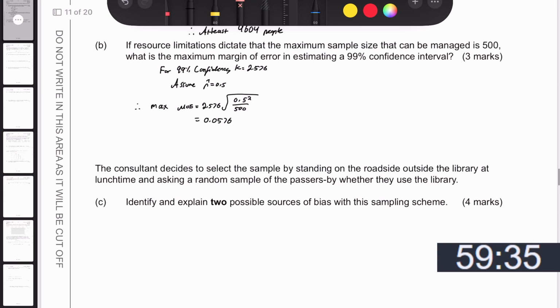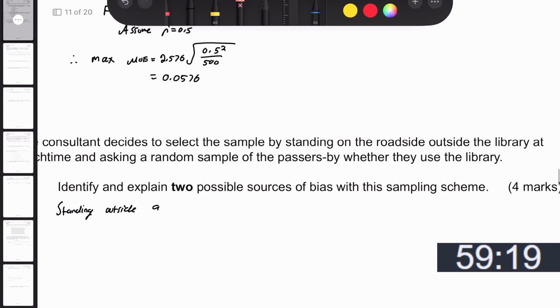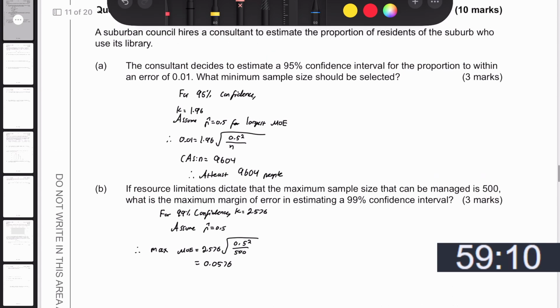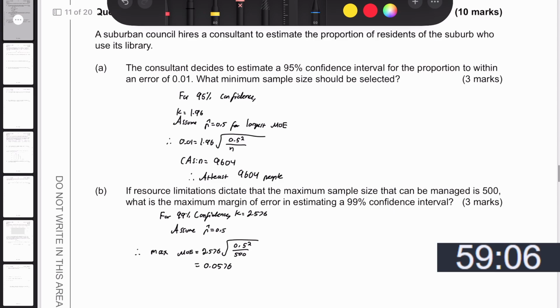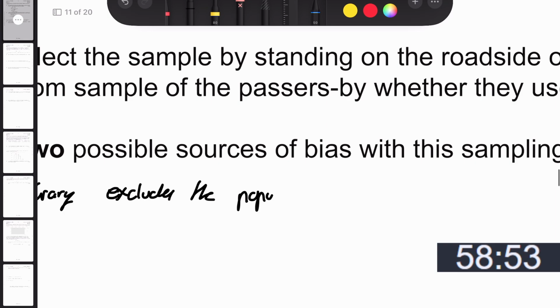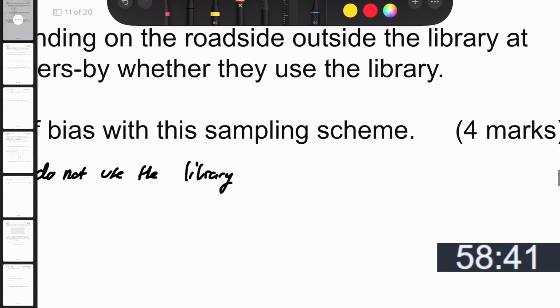The consultant decides to select a sample by standing on the roadside outside the library at lunchtime and asking random samples whether they use the library. Two possible sources of bias with the sampling scheme. Standing outside the library. Or should we use its library? Library excludes the population of people, or excludes people who do not use the library at all or frequently, leading to undercoverage.